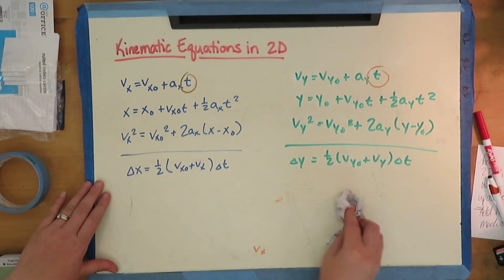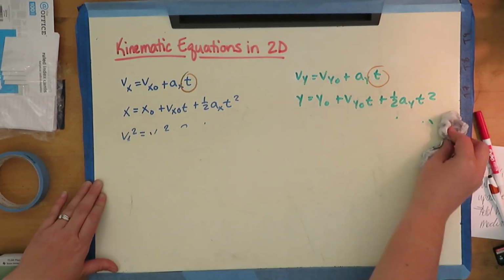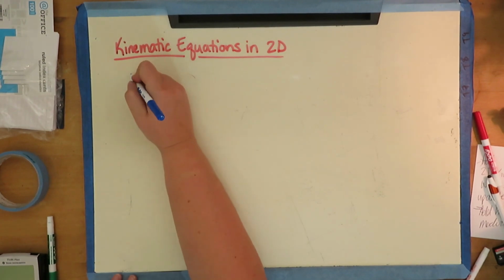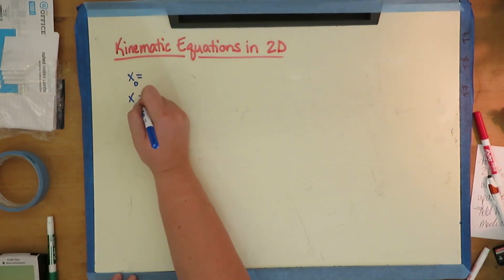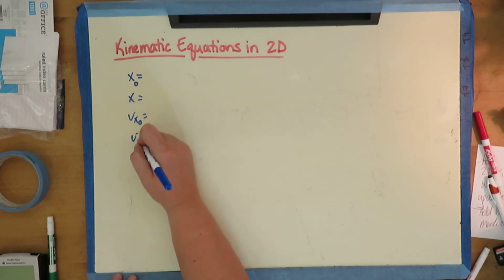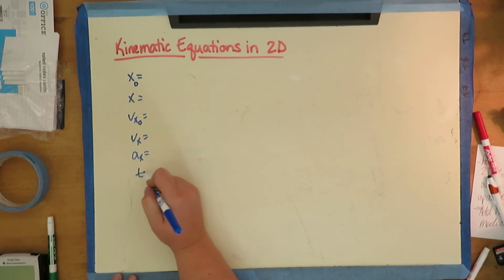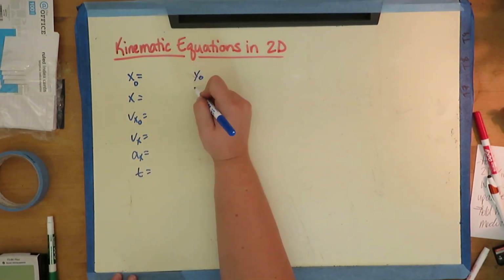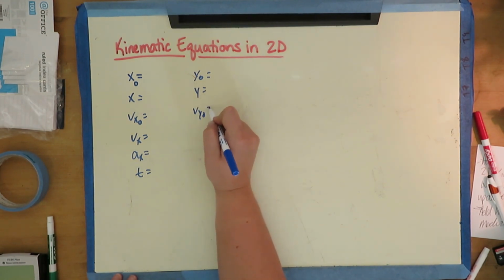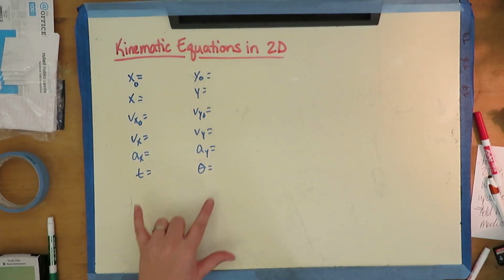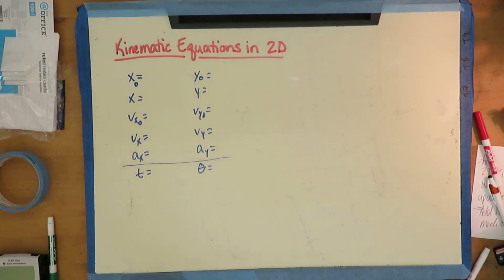So here is a strategy that I suggest. When you're working in two dimensions, set up a clear variable list and use the same variable list anytime you work one of these problems. That'll be different for all of you depending on how you want to work. What I might do would be x0, x, vx0, vx, ax, t, and then y0, y, vy0, vy, ay, and then theta will also be an angle that relates those together. So those are kind of universal.